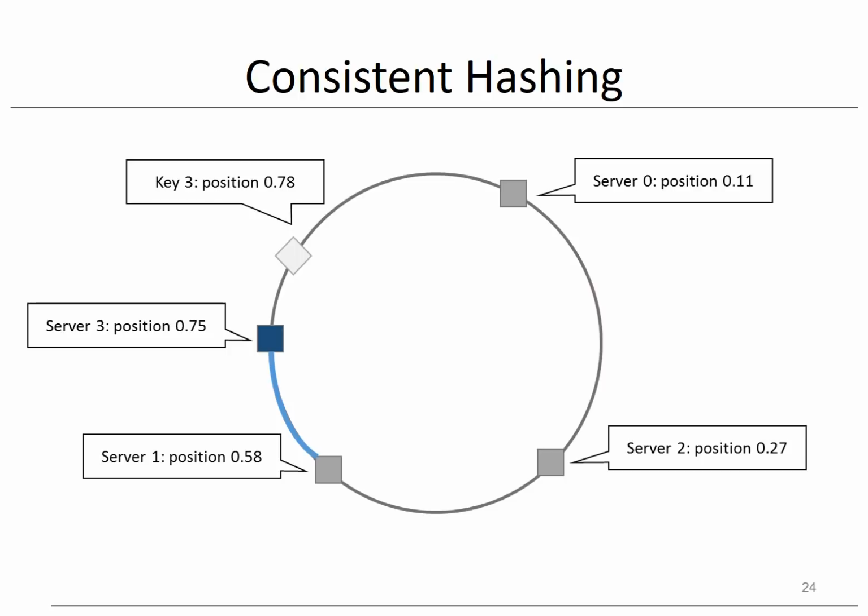Typically, the fraction of keys that needs to be moved when using this setup is about k divided by n plus 1, with k the number of keys and n the number of servers. This is a much smaller fraction than was the case for modulo-based hashing.